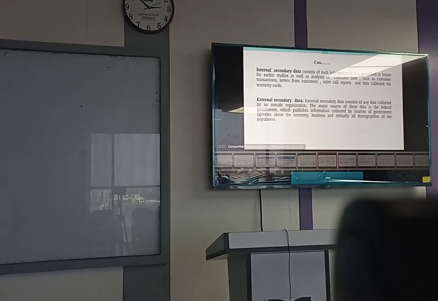External secondary data consists of any data collected by an outside organization. The major source of this data is the federal government. An example for us is Bangladesh Bank, which publishes information collected by government agencies about the economy, business, and virtually anything else related to the country.